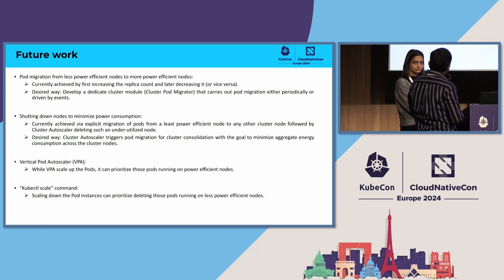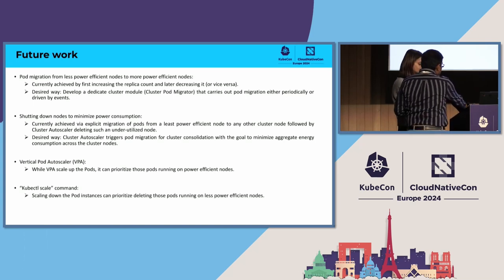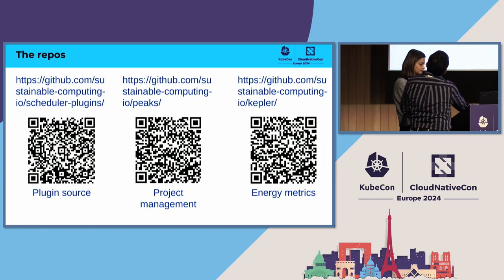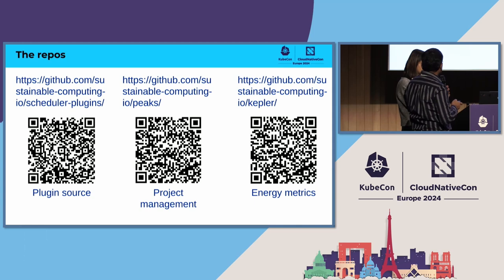So another one is kubectl scale. Okay, I will not spend much time there. And here we have listed some of the related work, and here are some of the repos. The first repo is where the plugin score is implemented. The Peaks repo is more for project management. And the last repo is the Kepler repository, which is one of the dependencies of our project. I'll hand it over to Parul.